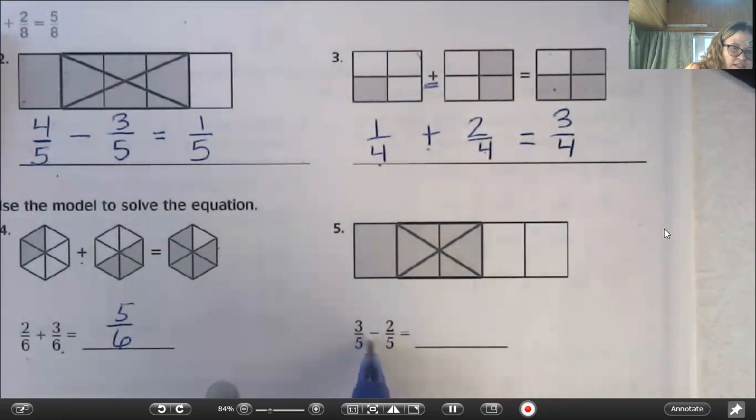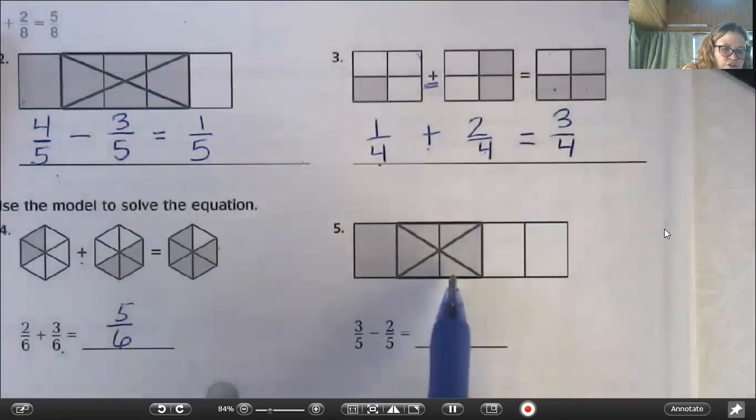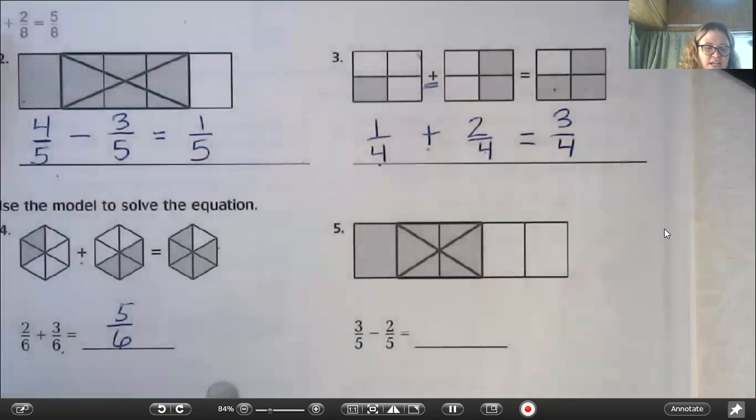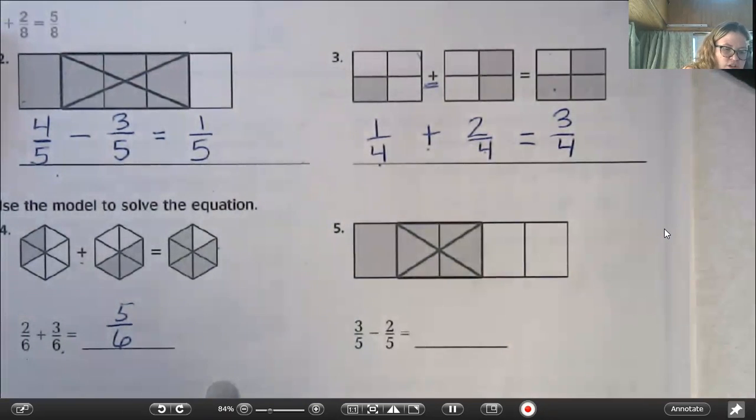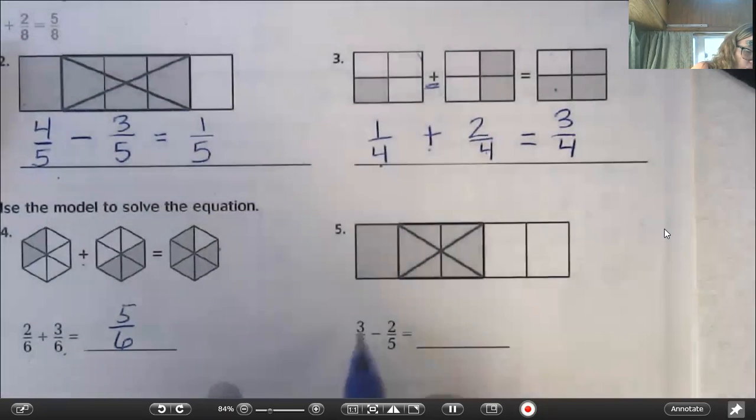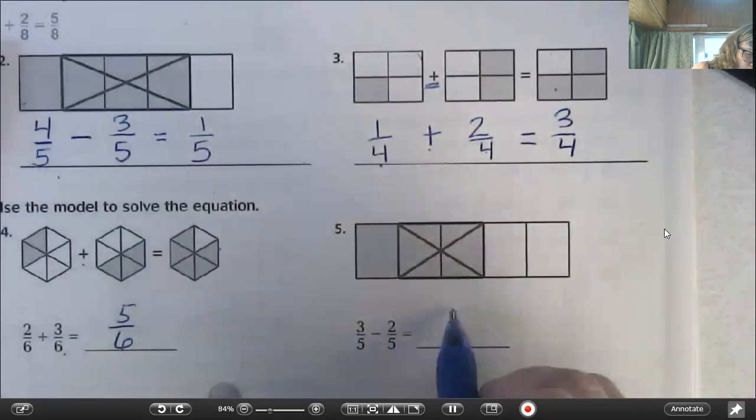Okay, number 5. Remember, this X is my clue that this is a subtraction problem. So they have the minus sign in the problem. Where did this 3/5 come from? I have 1, 2, 3 parts of this rectangle shaded in. Where did the 2/5 come from? I have 2/5 crossed out. So how many shaded parts are left? I have this one. So 3 minus 2 equals 1/5.